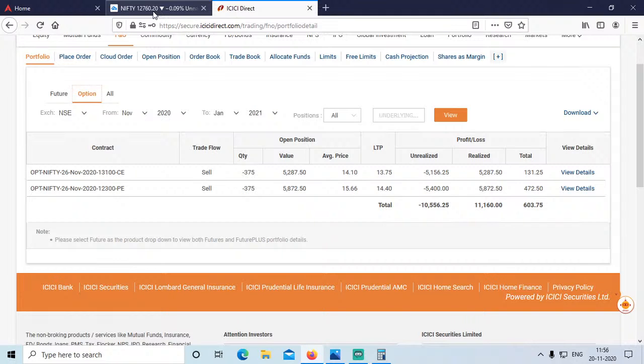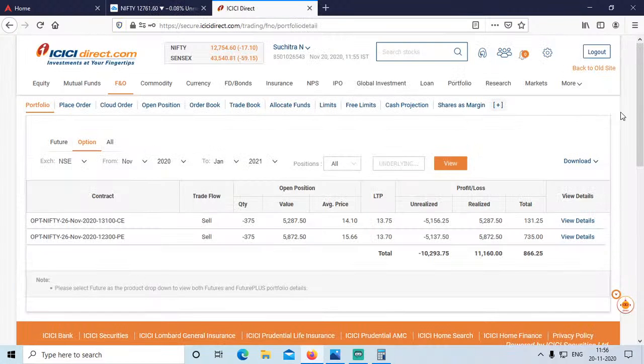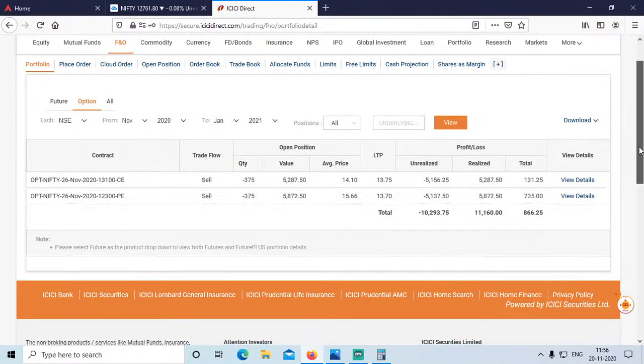Okay, so far so good. Market is trading around 12,760. It is not moving anywhere much. So far so good. Okay, finally we beat our first target of 700. Now it has become 866. We invested around 20,000 to be precise. Our investment was around 19,000 or 18,860 or something. So for that we are getting a profit of around 866.